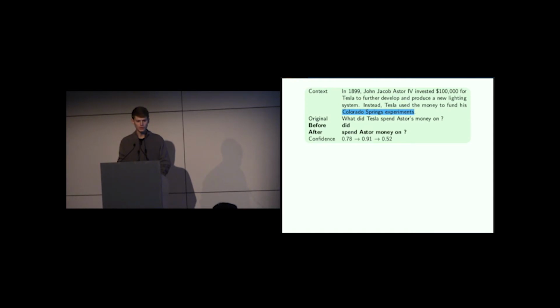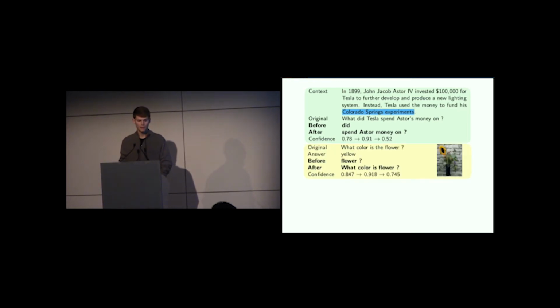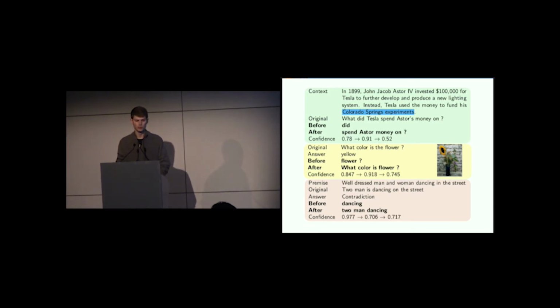So when you rerun the input reduction process, the model's answer changes much quicker. So it stops much earlier. For example, we see the question instead of did, now it's spend, asked, or money on, which to a human makes much more sense. The confidence has also significantly dropped. Same holds for VQA. We see what color is flower. And for SNLI, we see two-man dancing. And two-man is the keyword you need to predict contradiction because the hypothesis says man and woman.